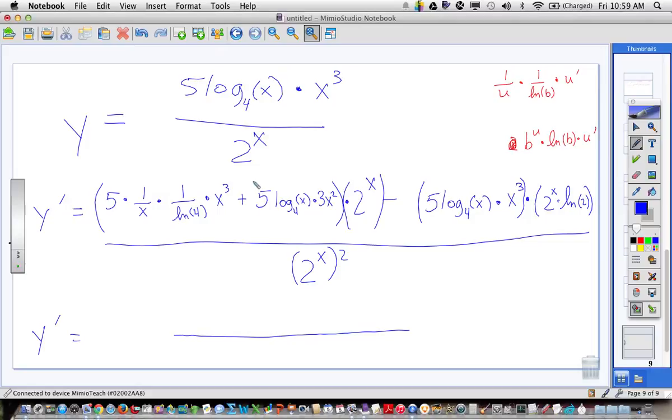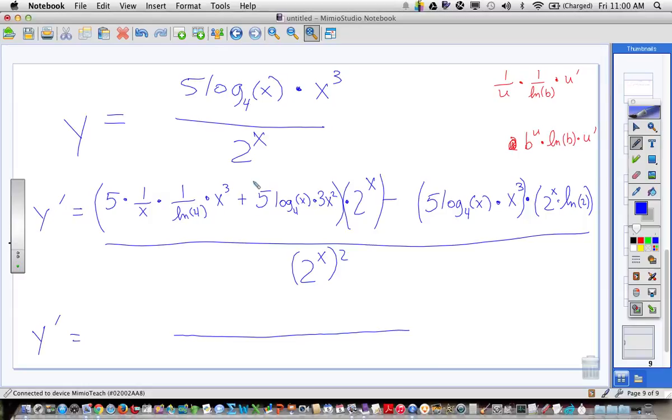Now the rule for log is 1 over u, right? The rule for ln is just 1 over u, but for another log it's 1 over u times 1 over ln b, the base, times u prime. And you've got to know that rule. So the 5 just hangs out there. The rule is 1 over u, so that'd be 1 over x, times 1 over ln 4, because that's what the rule says, times u prime. Well, the derivative inside is just 1, so we don't have to do that.